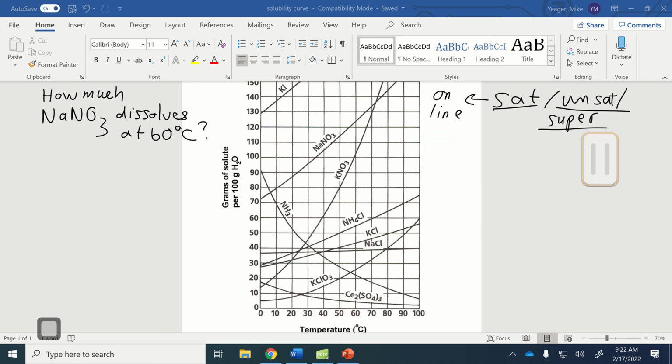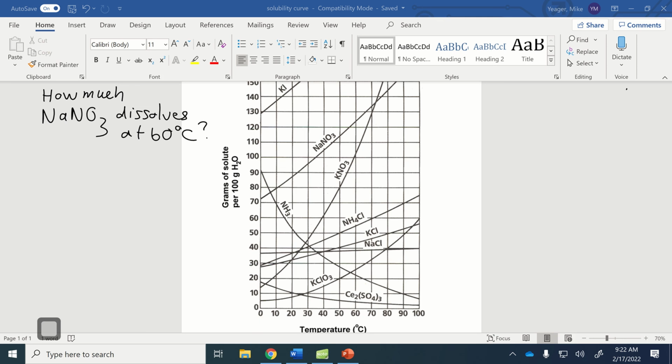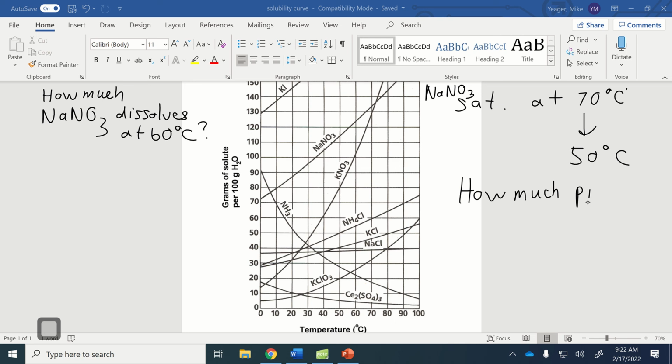Now, probably the most difficult question I can ask would be something like: you have a saturated solution of, I'm going to stick with NaNO3. You have a saturated solution at, we'll say, 70 degrees Celsius, and then you lower the temperature to 50 degrees Celsius. I will ask, how much will precipitate? How much precipitates? PPT stands for precipitate.